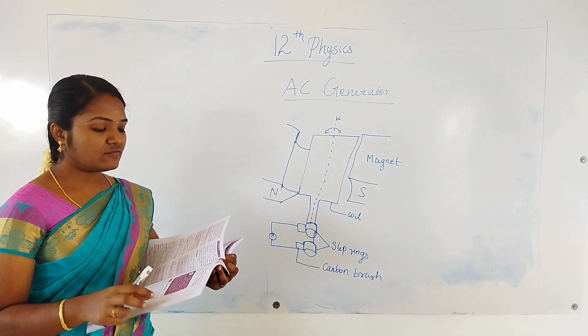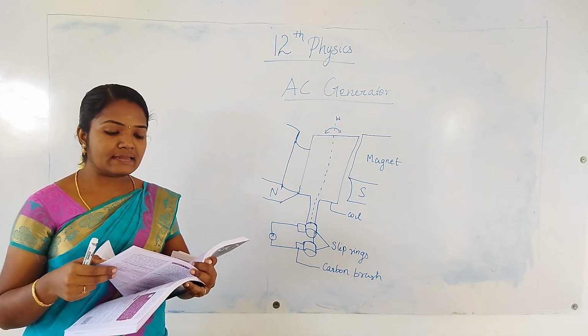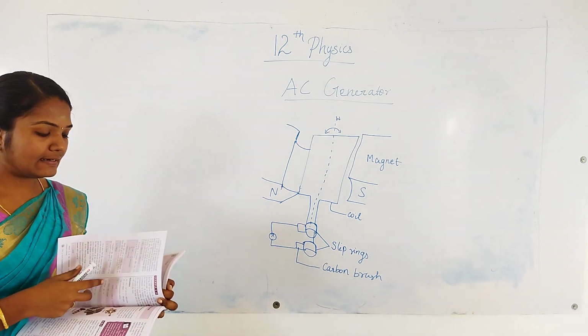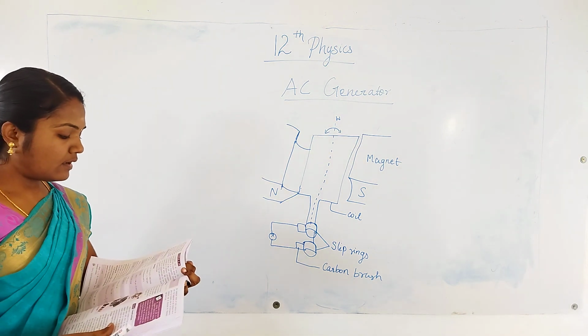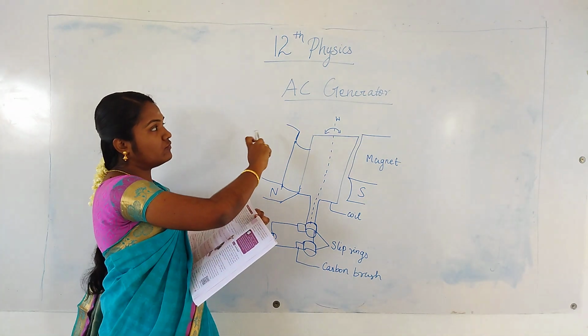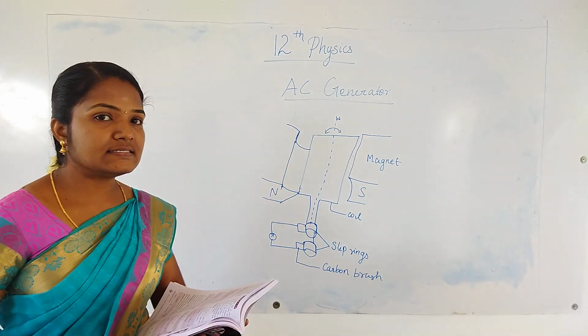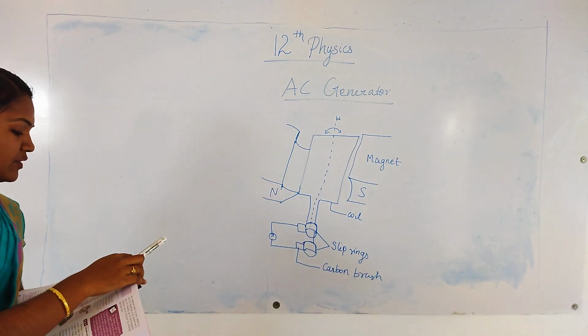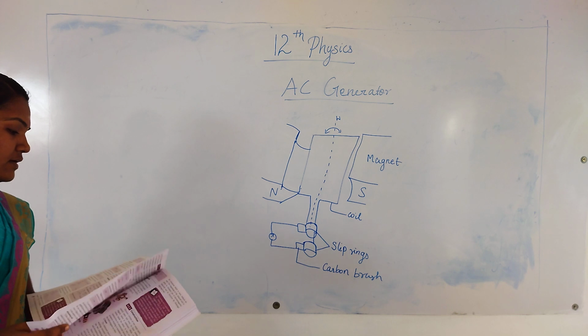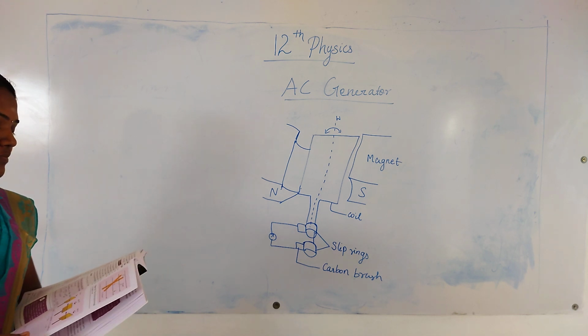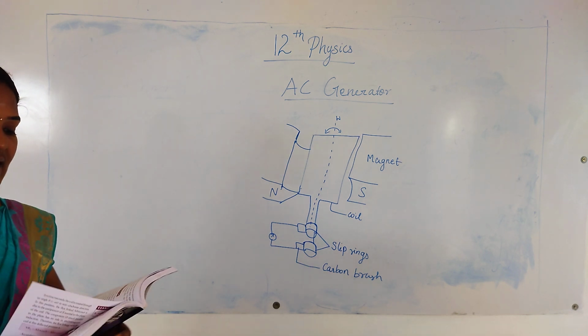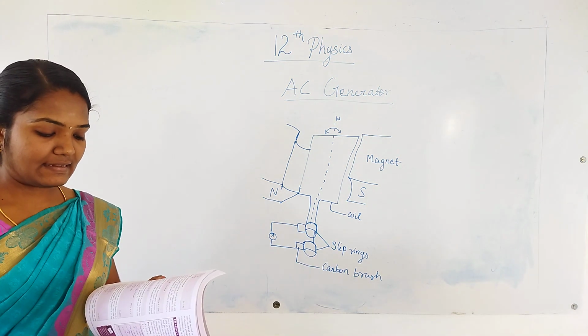12th physics. Today we see about electromagnetic induction and alternating current, unit 4. Now we discuss the topic of the AC generator. In the previous class we saw the production of induced EMF by changing the relative orientation of the coil with the magnetic field.